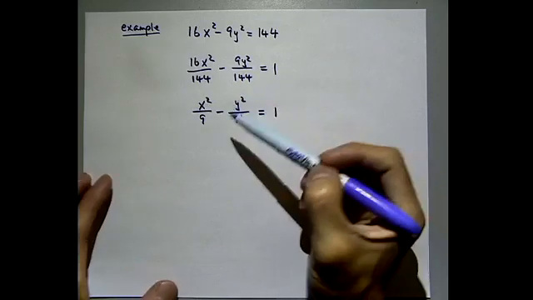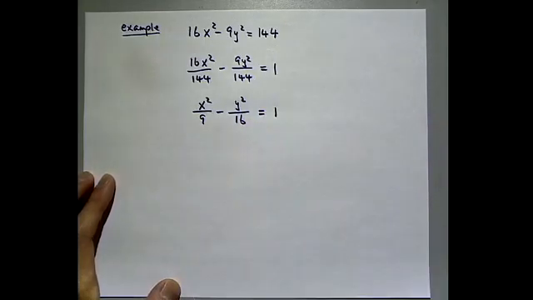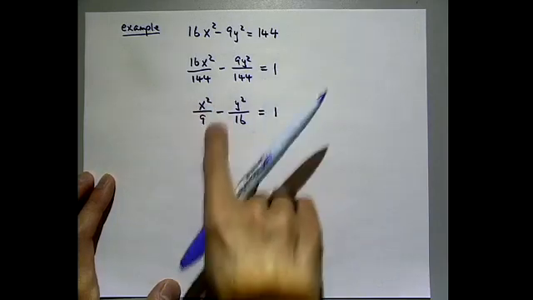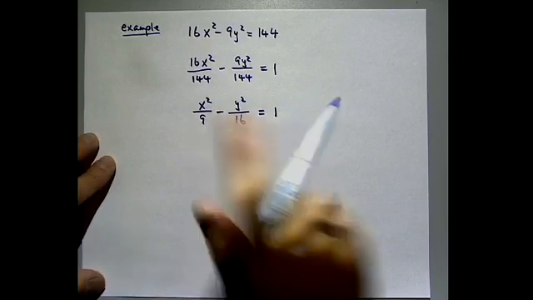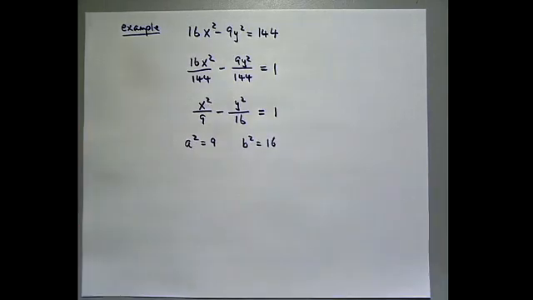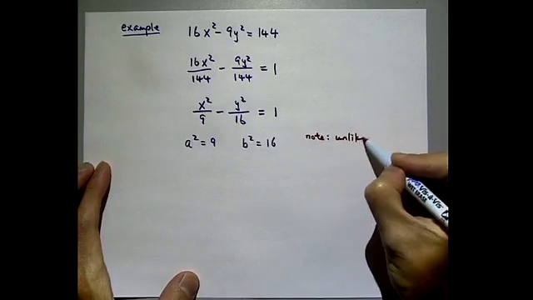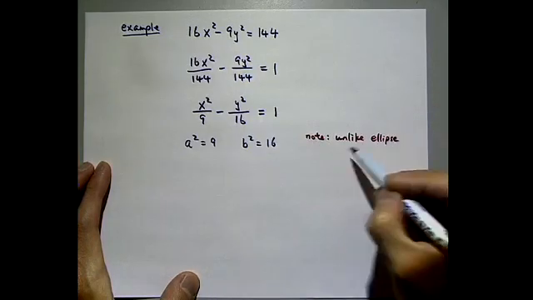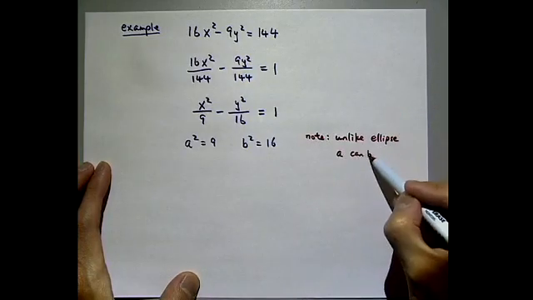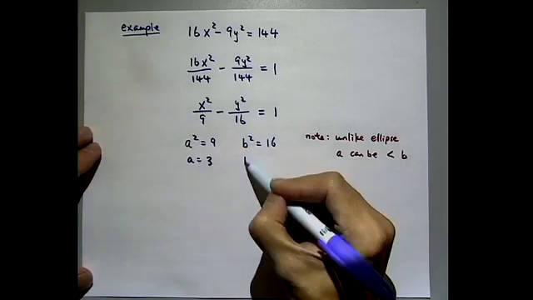In the ellipse case, a squared is always the bigger number. But in the case of a hyperbola, a squared is the first denominator here. So a is equal to 3, and b is equal to 4.